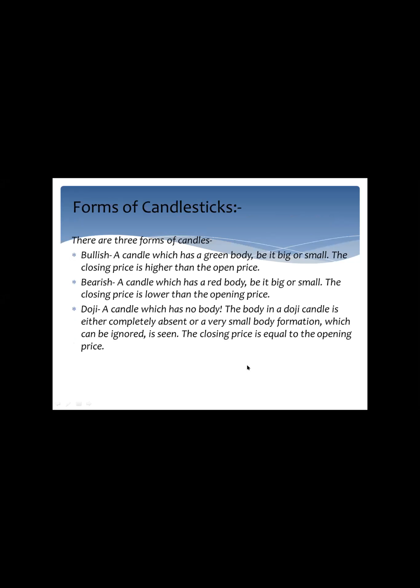That's it. Next up, I have forms of candlestick, and now I'll move to the whiteboard for this. Okay, just hold on.